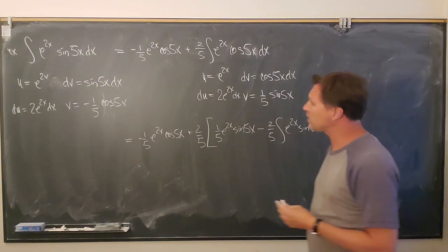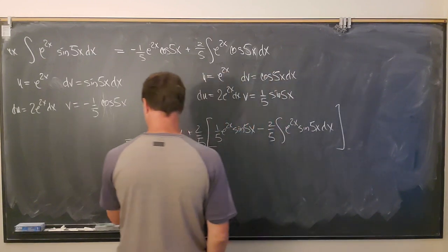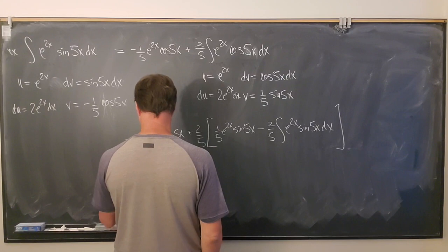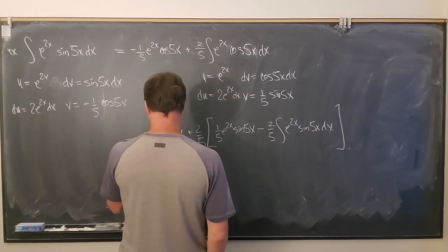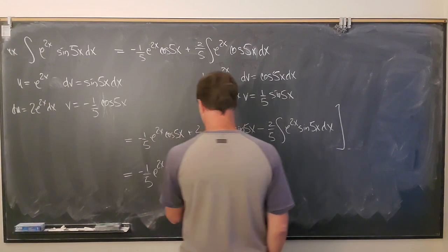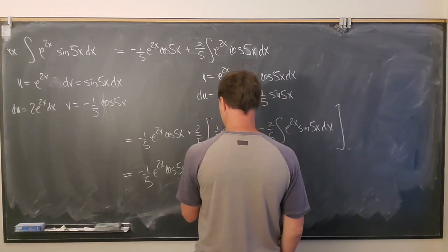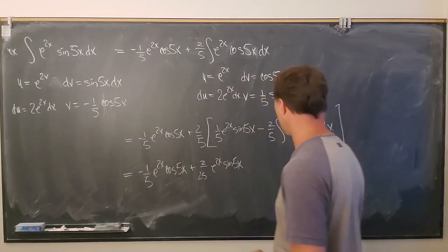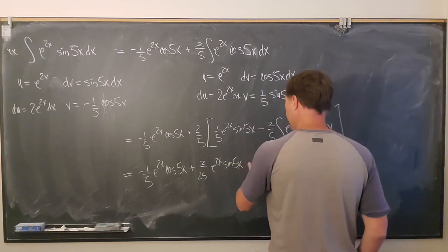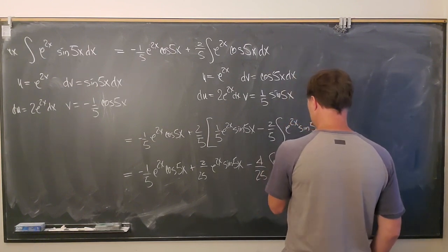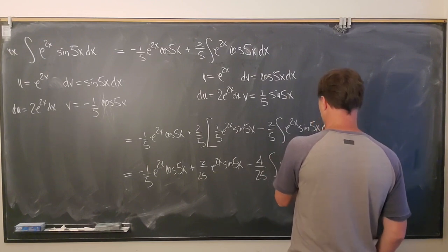So instead, let me distribute here and collect what we have. I've got negative 1/5 e to the 2x cosine 5x plus 2/25 e to the 2x sine 5x minus 4/25 integral e to the 2x sine 5x.